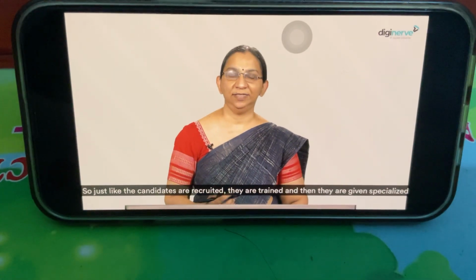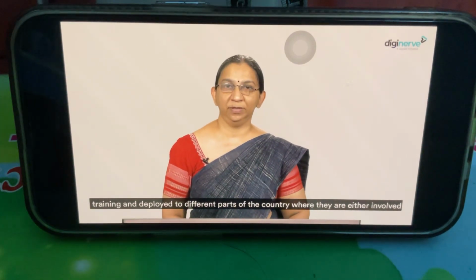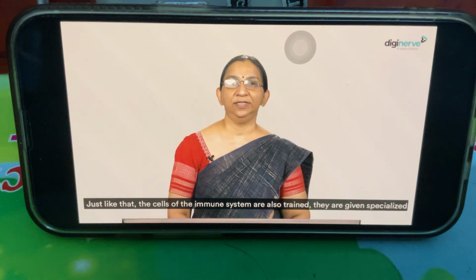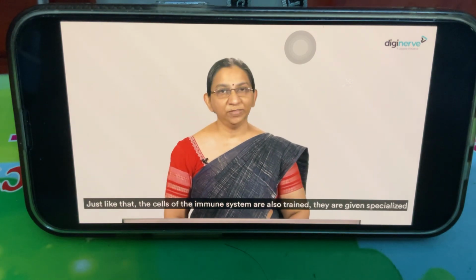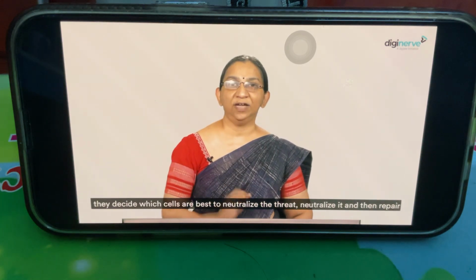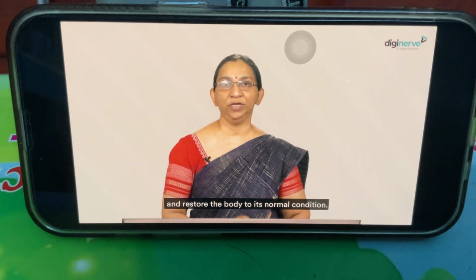So just like the candidates are recruited, trained, given specialized training and then deployed to different parts of the country where they're either involved in active patrolling or held in reserve to respond to a threat. Just like that, the cells of the immune system are also trained, given a specialized role, and sent to different parts of the body where they identify a threat, decide which cells are best to neutralize the threat, neutralize it, and then repair and restore the body to its normal condition.